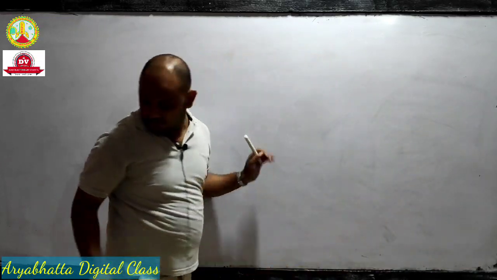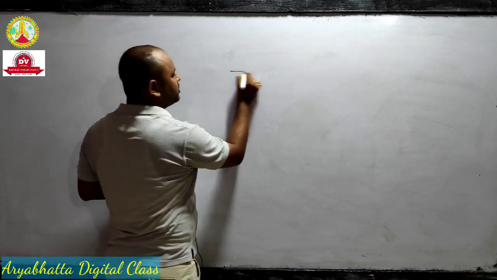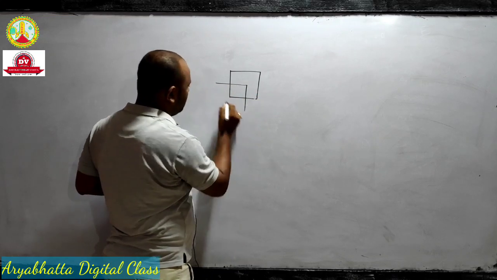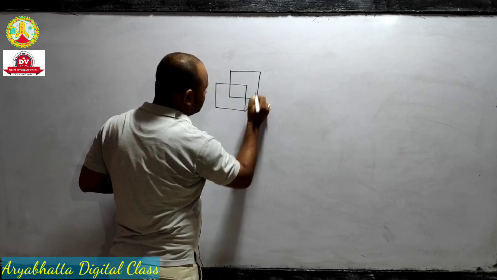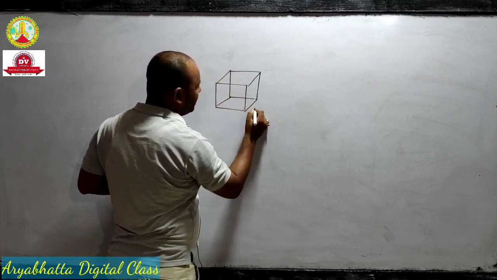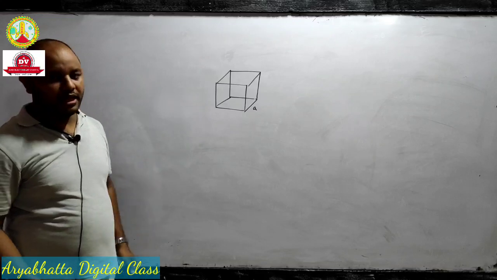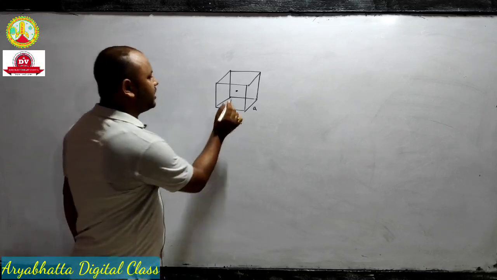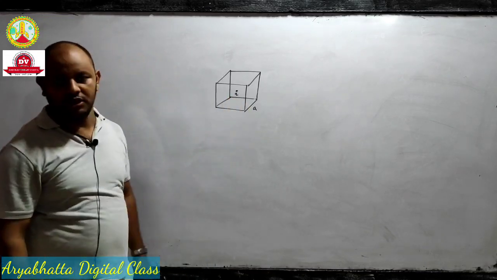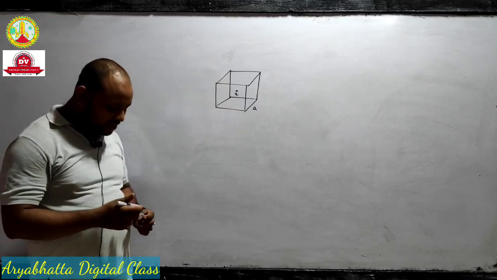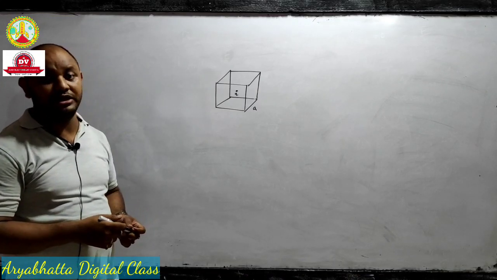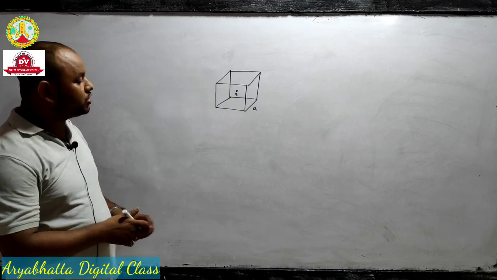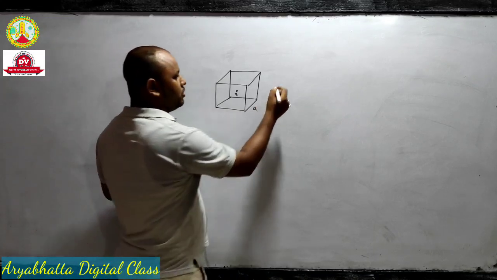Then I am giving a question. Suppose we have a cube. This is a cube of side A. And suppose a point source is at the center of the cube. Where is this point source? At the center of the cube. The question is, what is the flux through its face?